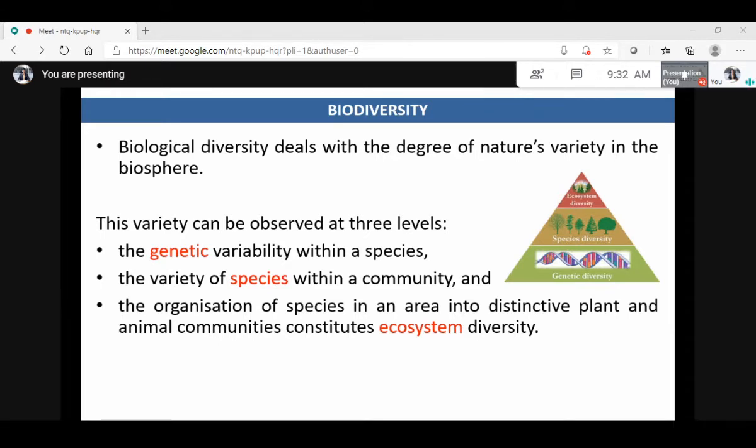Genetic diversity is the variety in the genetic makeup among individuals within species, whereas ecosystem diversity is the variety of habitats found in an area. It is the variety of forests, deserts, grasslands, aquatic ecosystems, etc. that occur in an area.